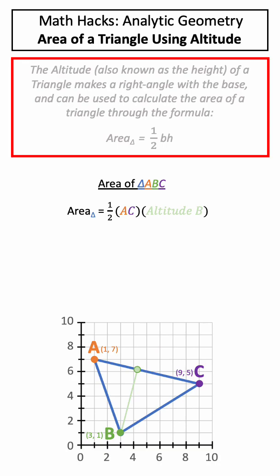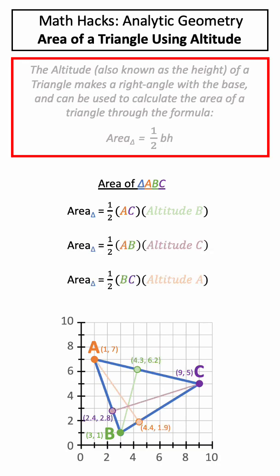In this example, we use altitude B to determine the area of the triangle. However, the same can be done with either of the other altitudes.